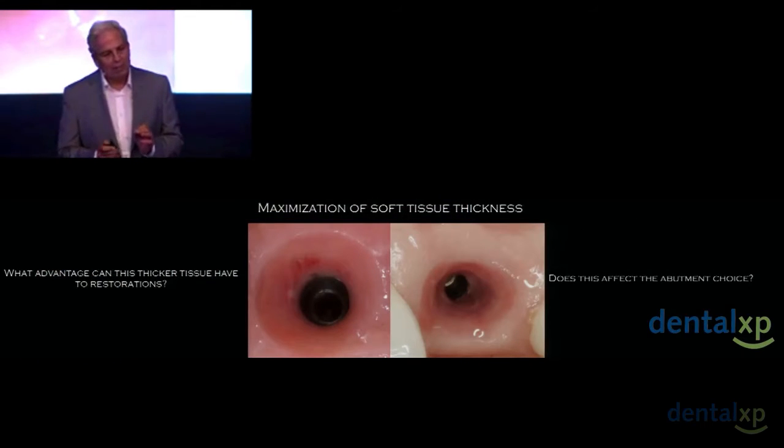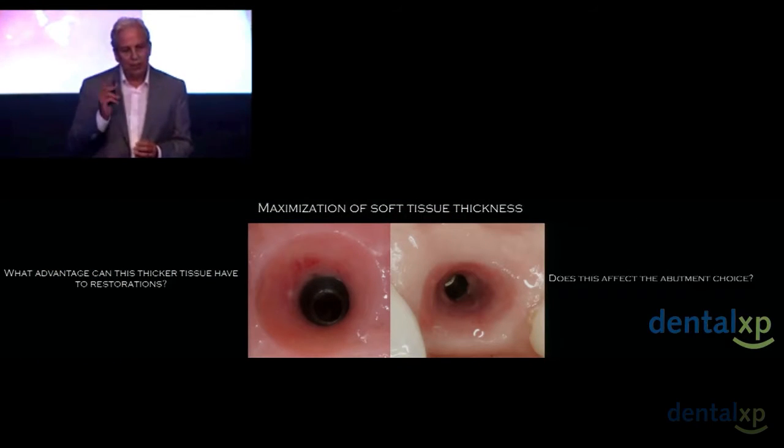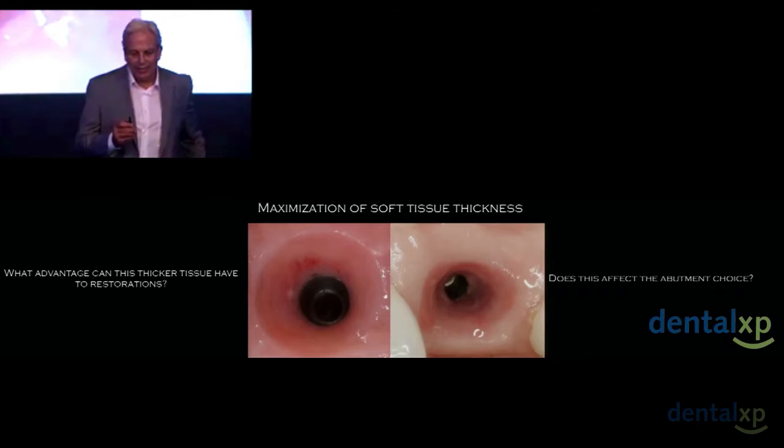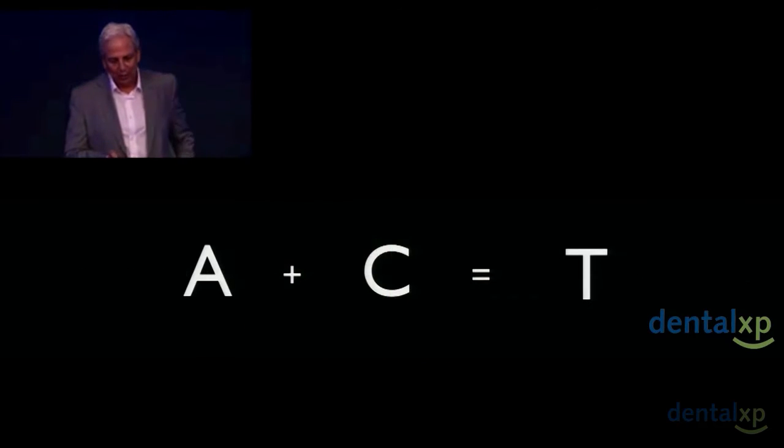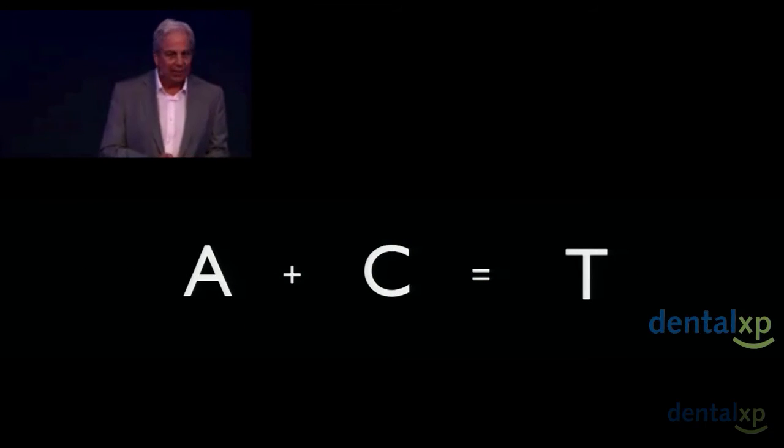So now that we have this maximization of the soft tissue, we have 2 other questions that we have to ask. Is this going to have a thicker tissue? This thicker tissue, is this going to have an advantage? And how is this going to affect the abutment choice? Well, I have a very simple formula that I follow. A plus C equals T.